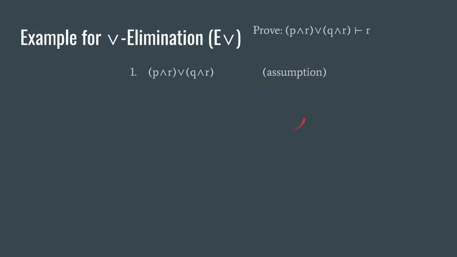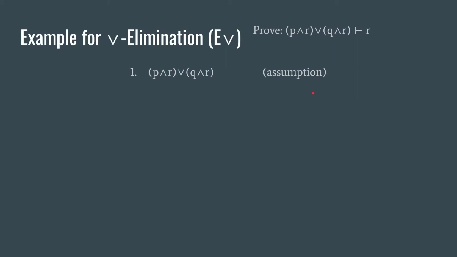Here's an example. Suppose ultimately what we want to get to is R, and we start with a disjunction like this, P and R or Q and R. Like always, we're going to start by listing our premises as assumptions. So that's what we've done here. In this case, we only have one premise, so we start with just one assumption. Now, the next thing we need to do is produce two arrow statements. So how are we going to do that?